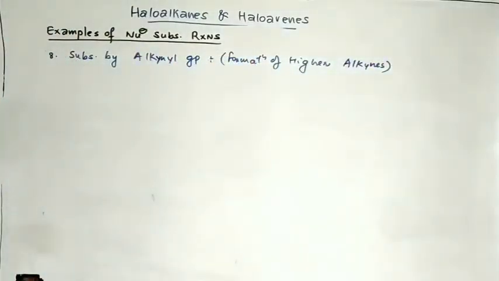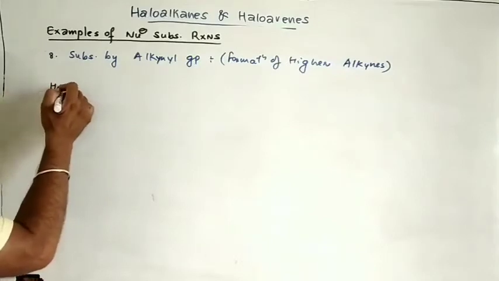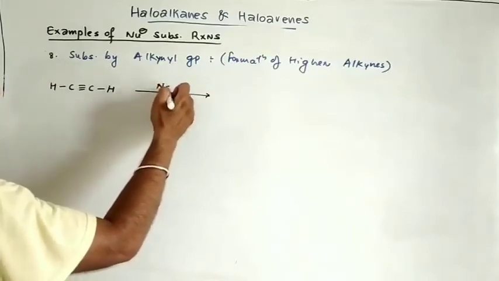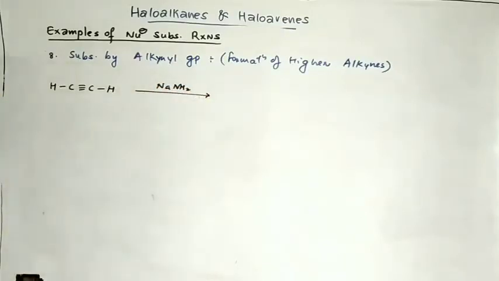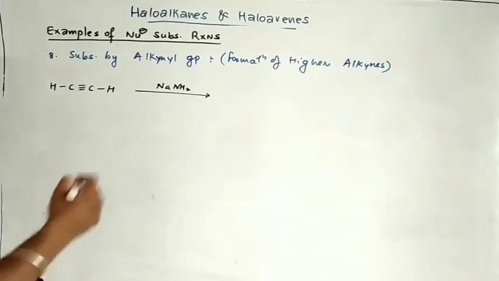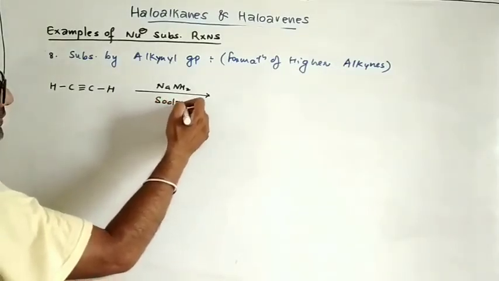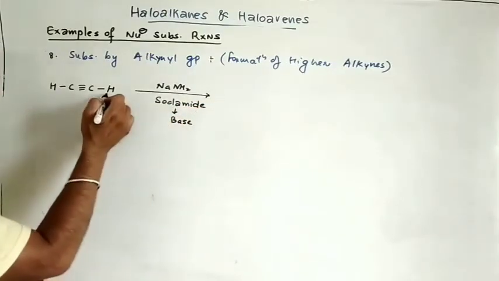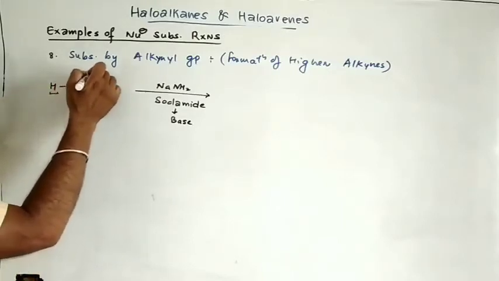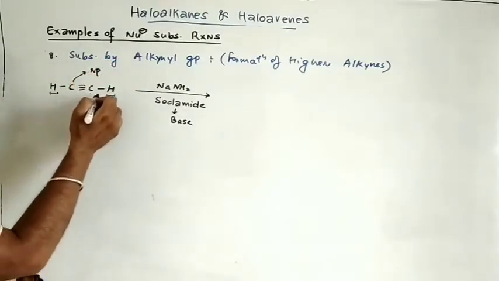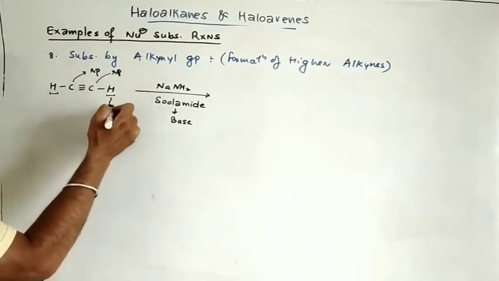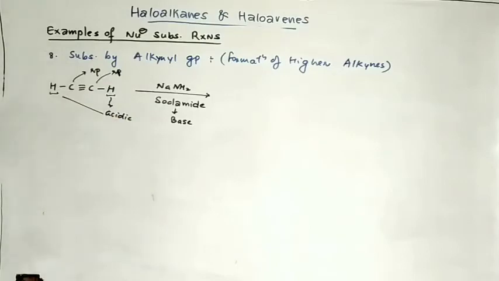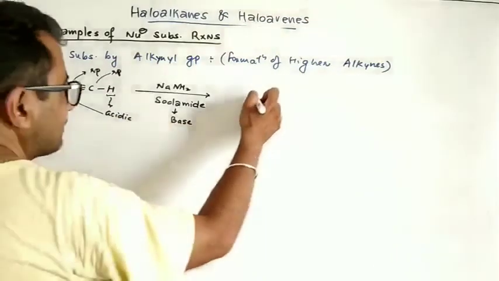See an example. First, if we take some terminal alkyne and add some base to it, sodamide, NaNH2, which is called sodamide. It will act as a base. This hydrogen and this hydrogen, because this carbon is sp hybridized, this carbon is also sp hybridized, so this hydrogen is acidic. This is also acidic. So the base will abstract the acidic hydrogen to produce a salt.